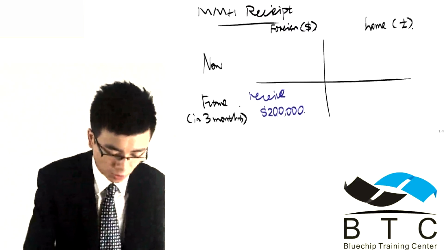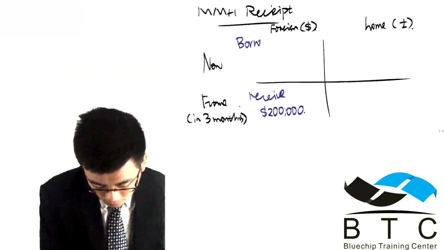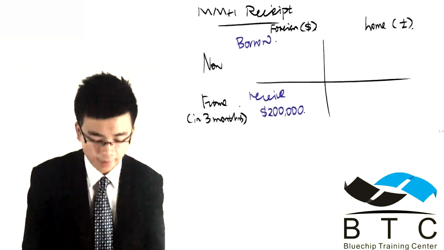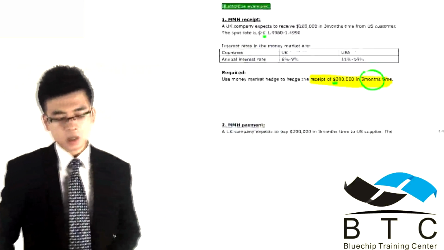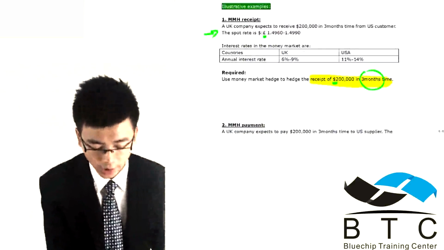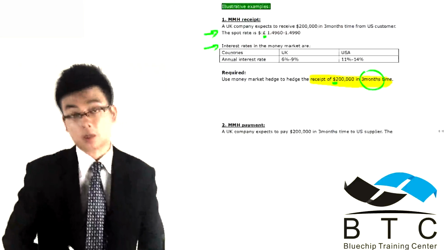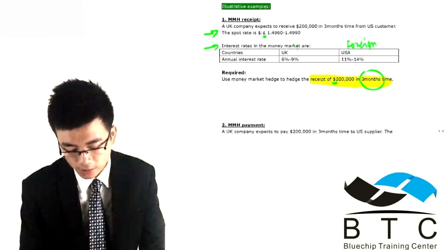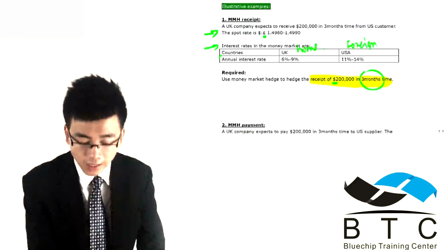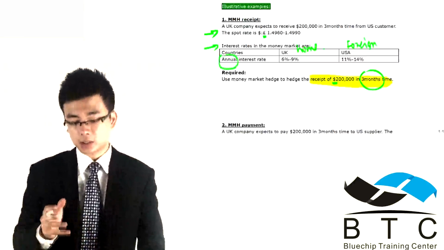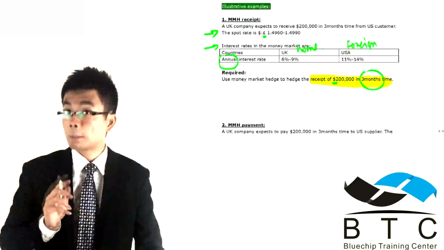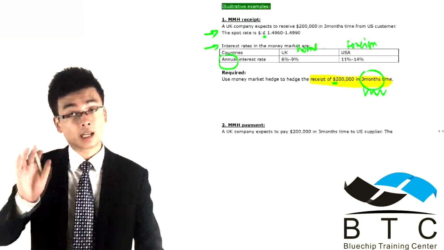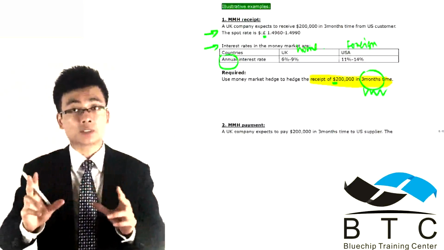So from that perspective, you're going to borrow the dollars from the foreign bank. Okay, but how much are you going to borrow? So in the question we are given the spot rate, and also the interest rate. The annual interest rates in our foreign market and our home market are 6% to 9%, 11% to 14%. But here we are going to receive in 3 months' time, not in 1 year's time. So we can't use the annual rate, we need to adjust for that.